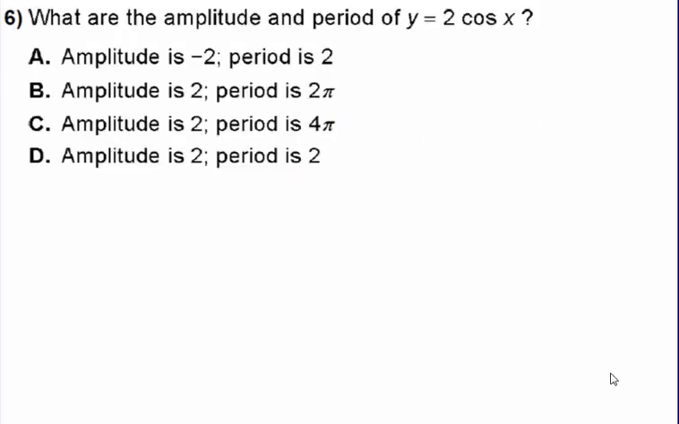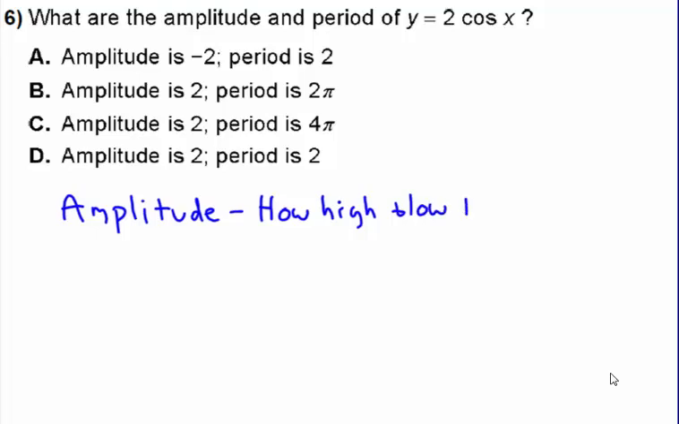Okay, so again, we'll discuss this more in class, but the amplitude is defined by how high and how low the graph actually goes. What is the maximum of the range and what is the minimum of the range kind of help define the amplitude. So the amplitude is actually really easy to spot with the equation.